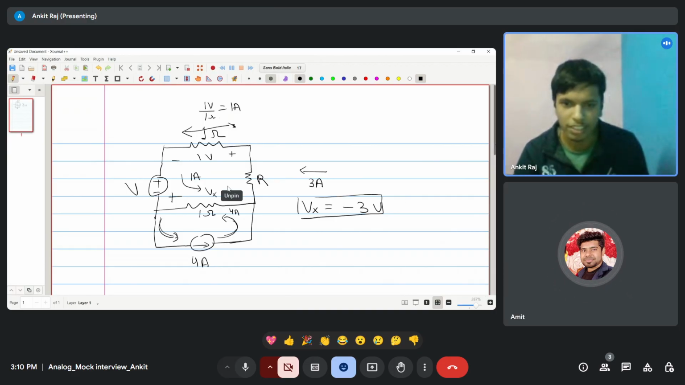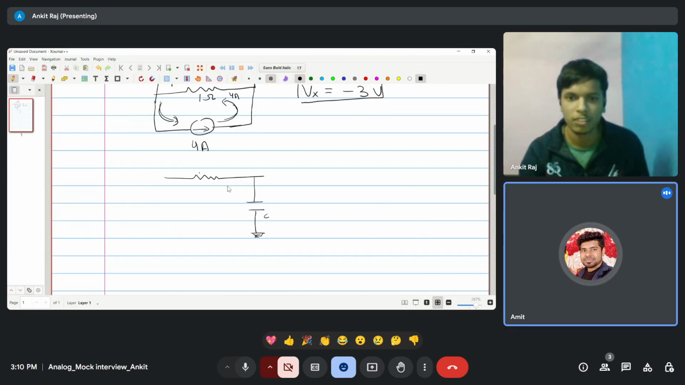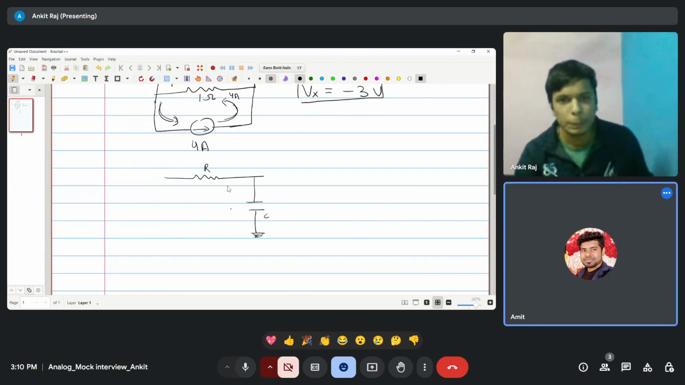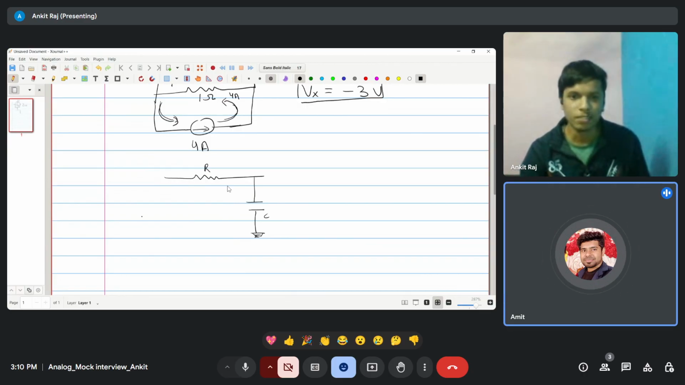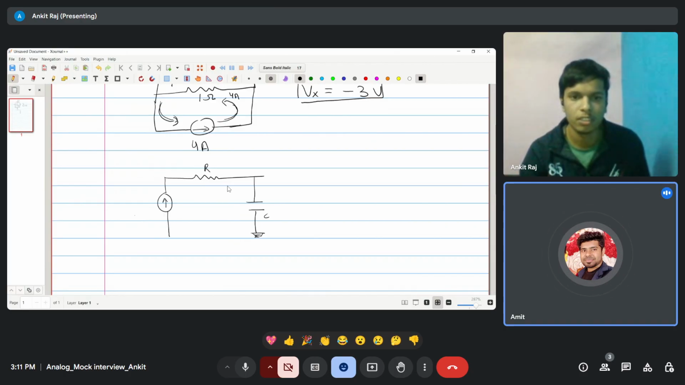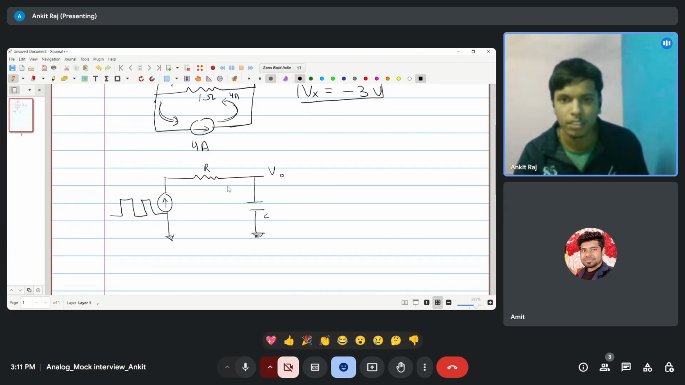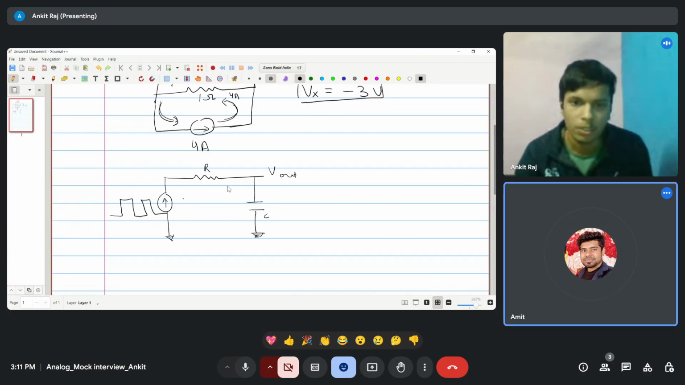So draw an RC circuit. Okay. Yes, sir. Now make a square wave in the input, square wave current going into the resistance. Current source, okay, sir. Make a current source with a square wave. That current source is a square wave. Yes, sir. I just need to plot what will be the V out. V out and IC, current through the capacitor.